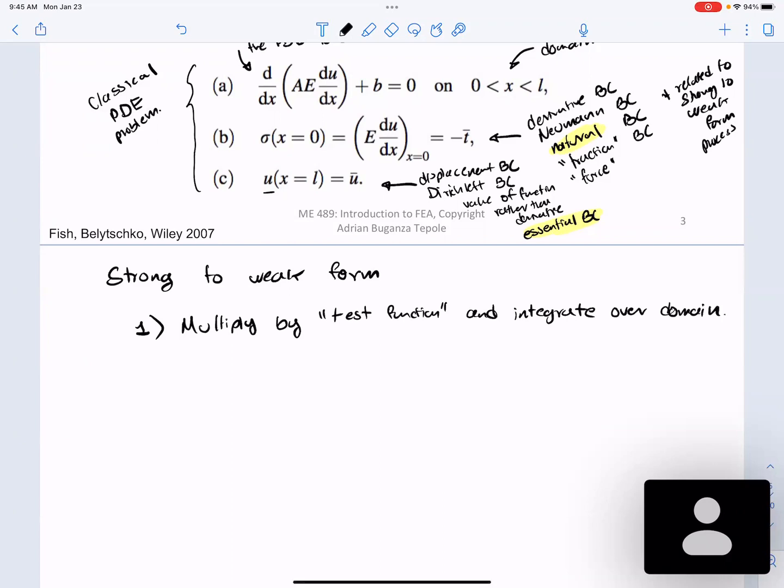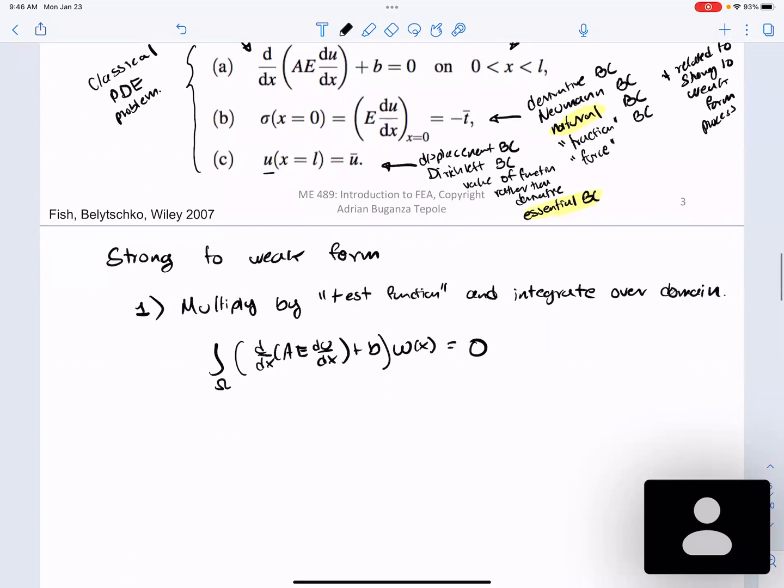So we're gonna take our PDE and we're gonna integrate it. I'm gonna call the domain omega because that's just the general notation for the domain, but this is basically x from 0 to L of the equation, which is d/dx of (AE du/dx) plus b. We're gonna multiply by this W of x, and that one is gonna be equal to 0. We're gonna see what this W of x does, but for now, let's just follow the recipe.